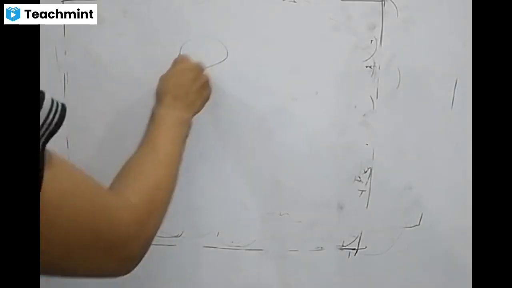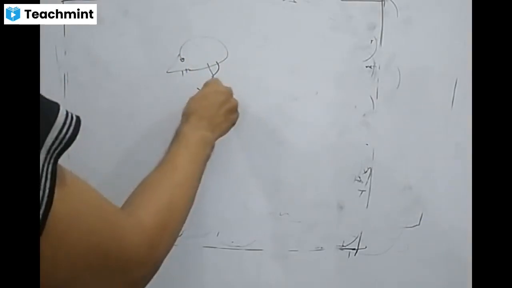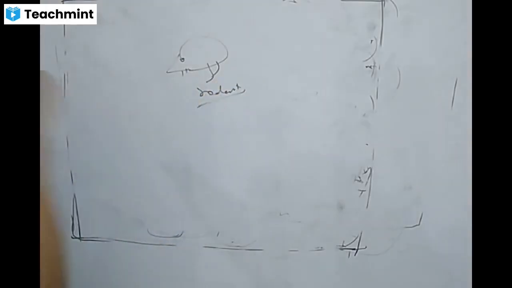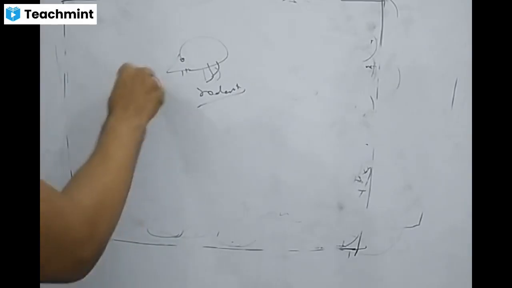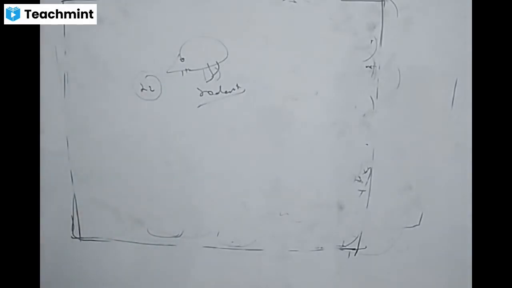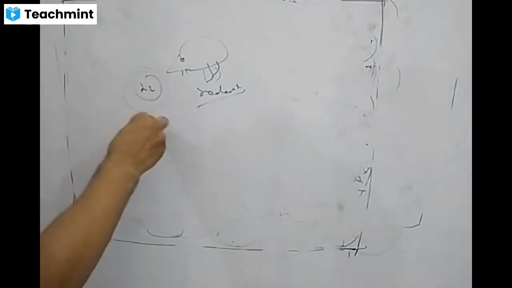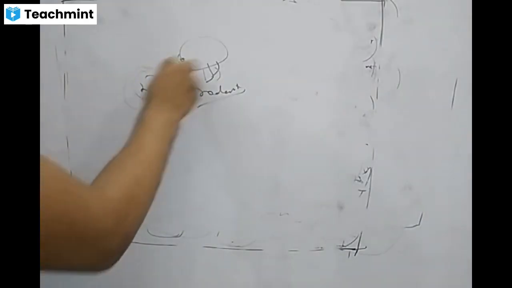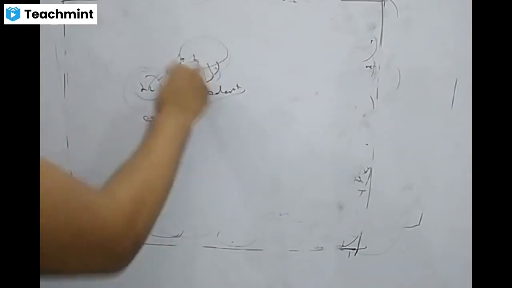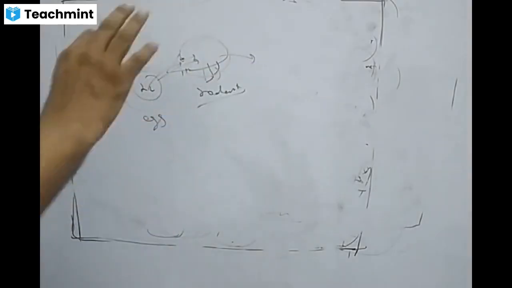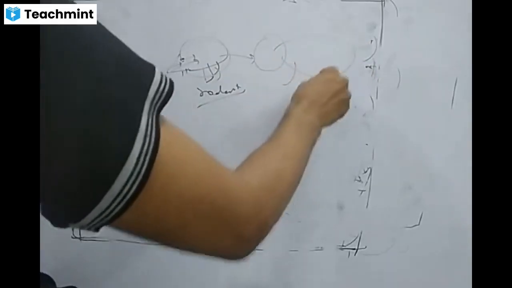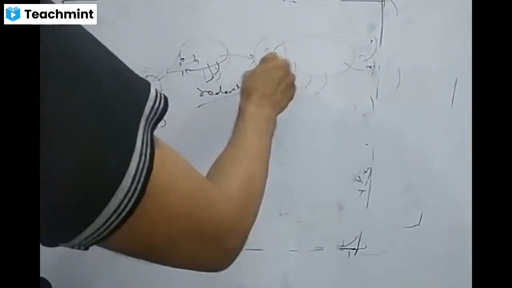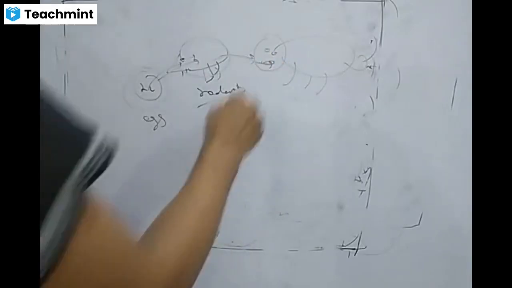Suppose this is the paratenic host, that is your rodent. And the story again starts with the L2, L2 present in the egg. The rodent ingests the egg. Then this rodent is eaten by your dog. Your dog eats the rodent.